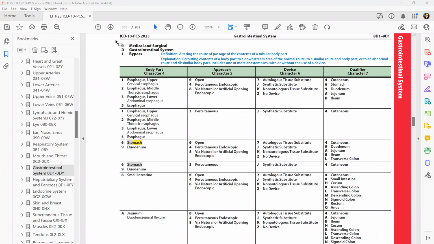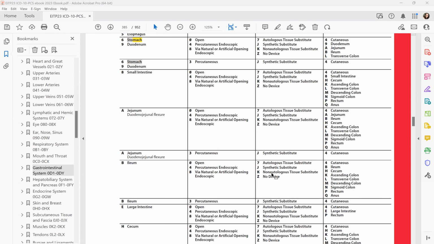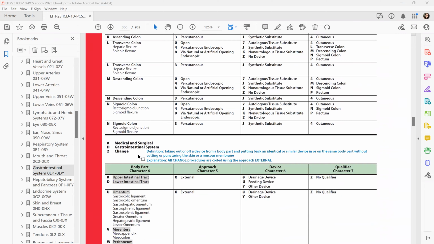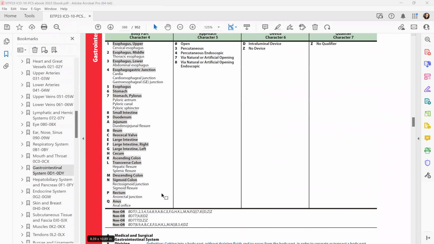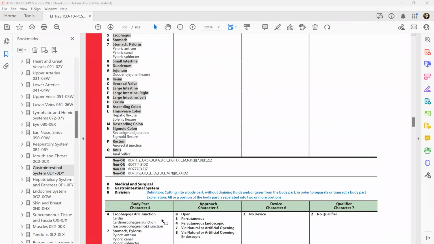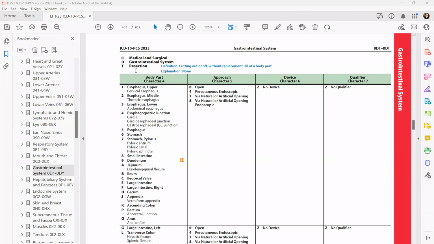So we keep wanting to scroll, so we have 0D1, we don't want that. More 0D1, more 0D5, and we keep going. And here we are, 0DT, right? The fourth character is going to give us what is being resected. In this case, it's J, the appendix, done through something that is open, no device, no qualifier.